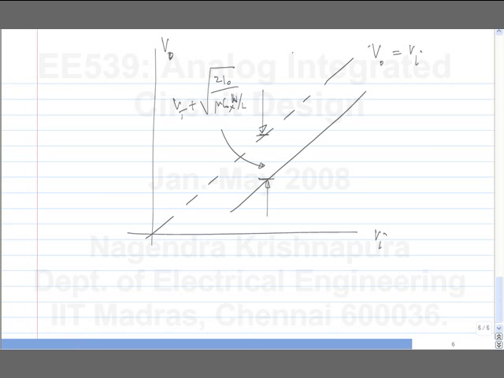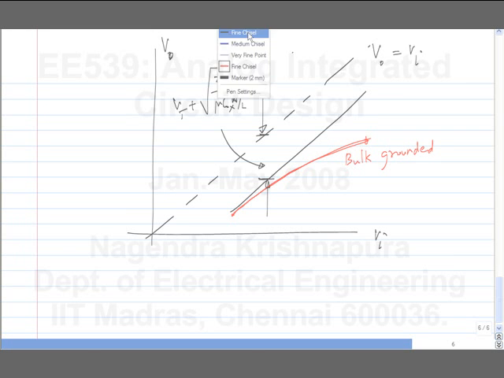Now, Vt itself is not a fixed quantity, so if we take some value of Vt here, that goes on increasing. So the actual output characteristics when the bulk is not connected to source looks like this. Okay. So this is the large signal characteristic of the source follower, pretty simple.